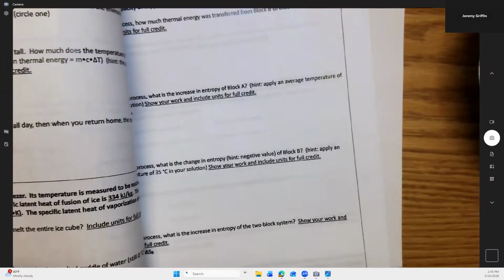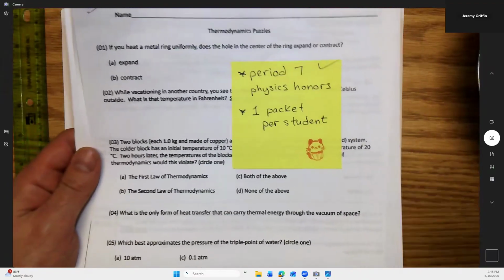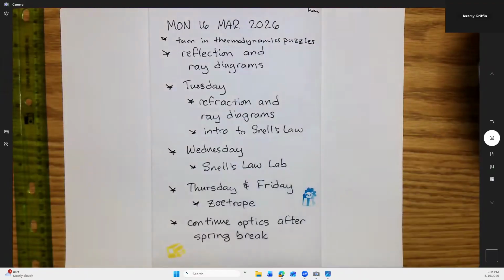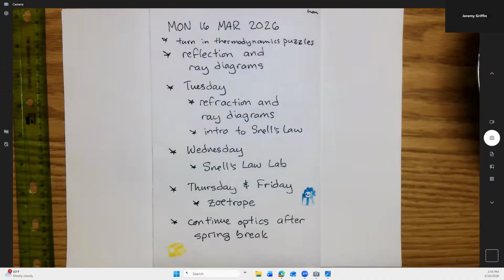There were these 18 thermo questions that we covered how to solve in class. So if you turn it in today, I'll get that grade as fast as I can. If you haven't turned it in yet, you can turn it in over the next few days, and that'll be one of the first grades in quarter four.